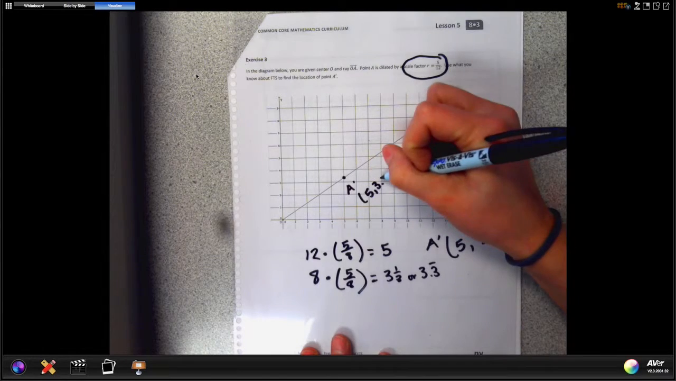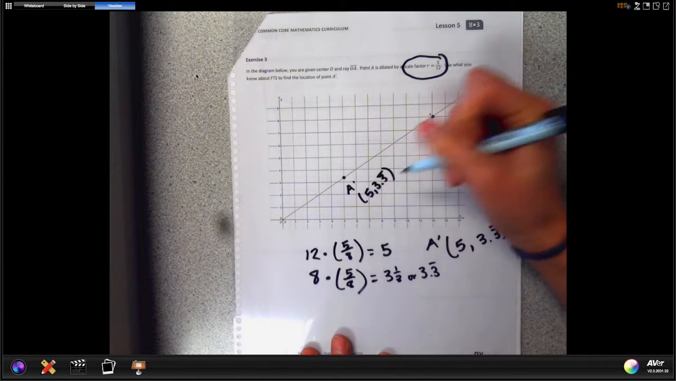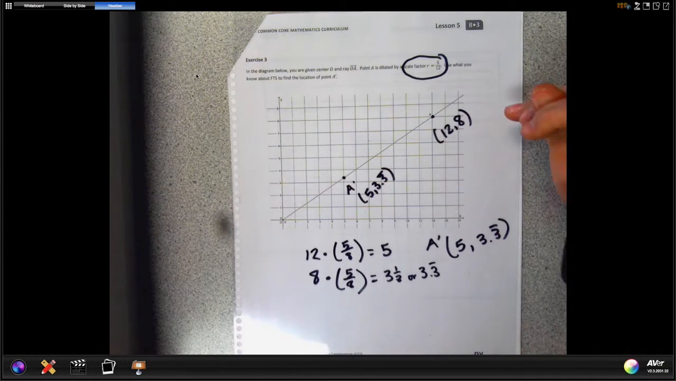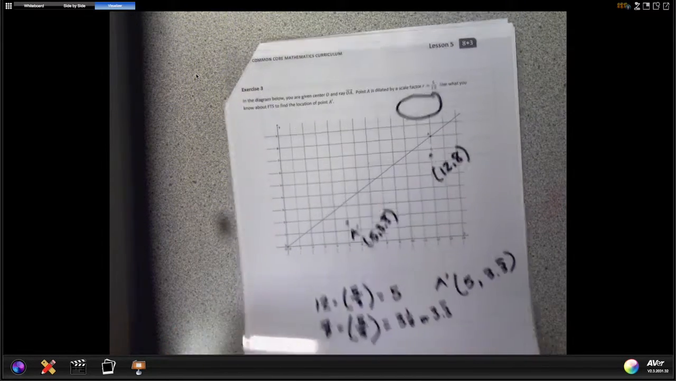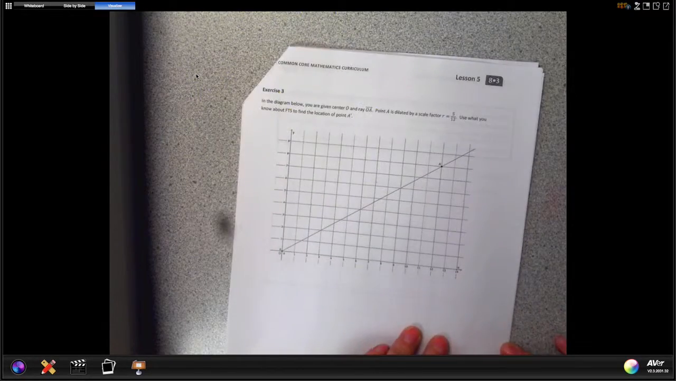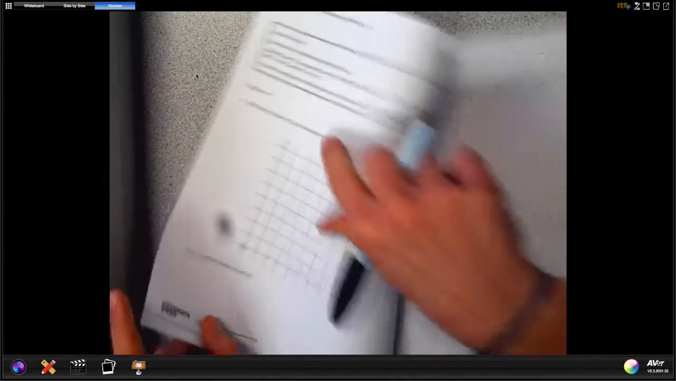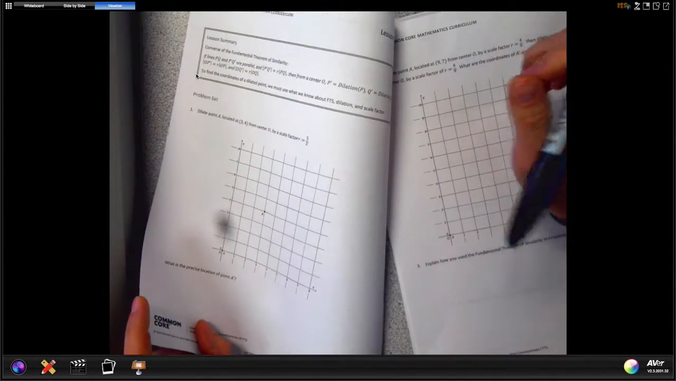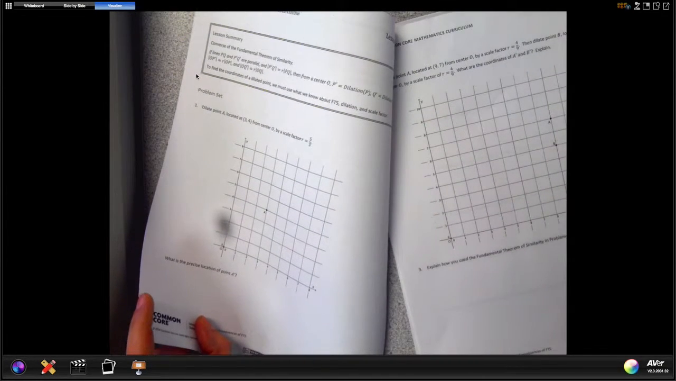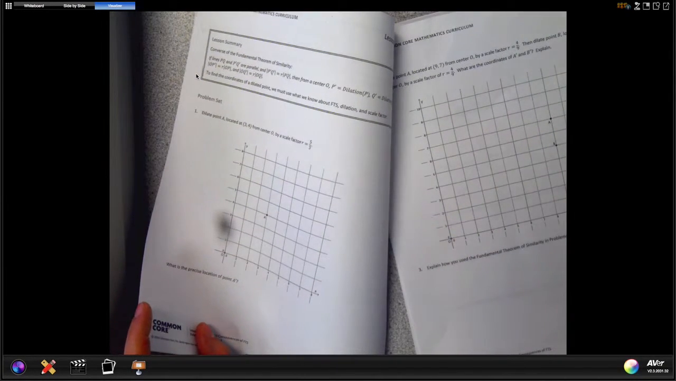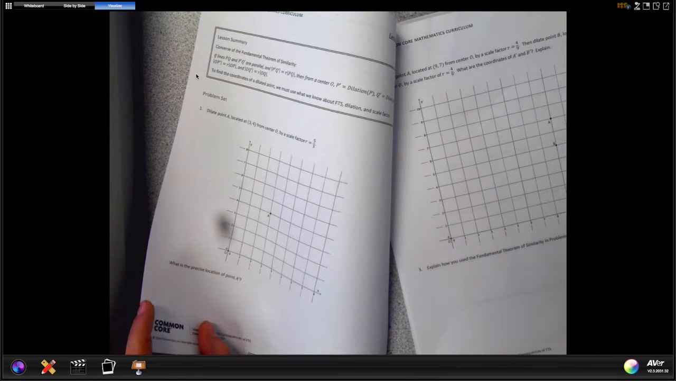I know we skipped a lot for the video, so if you want to get the extra notes, you may. The homework today is going to be starting on the next page, page 24, where it says problem set here, and we're going to do numbers 1 through 3. So page 24 and 25, numbers 1 through 3. Okay, if you need anything else, please come and see me either before school or at lunch.